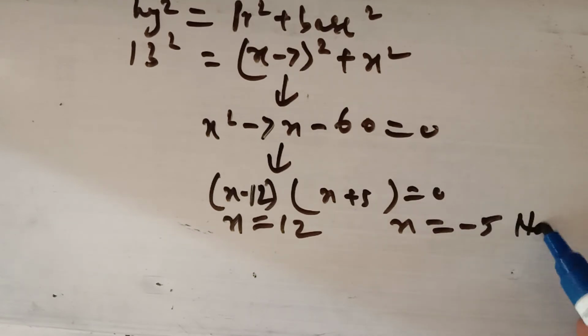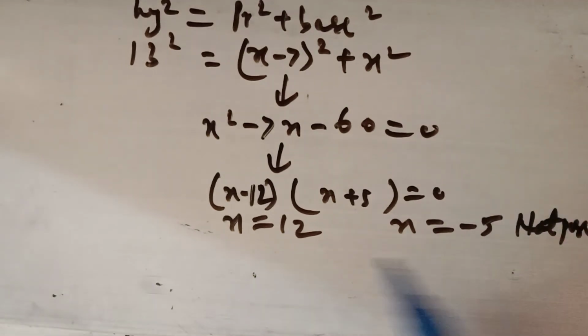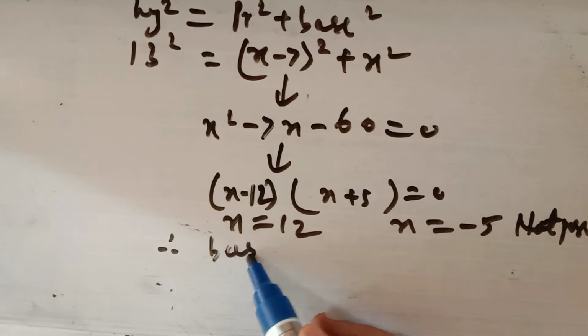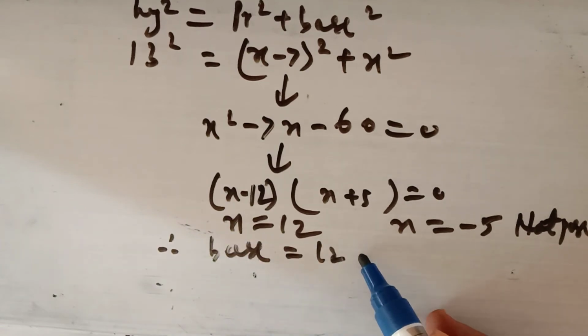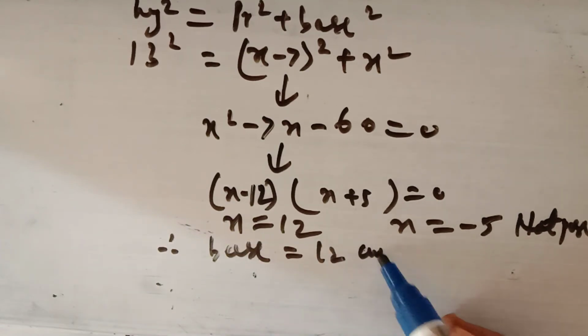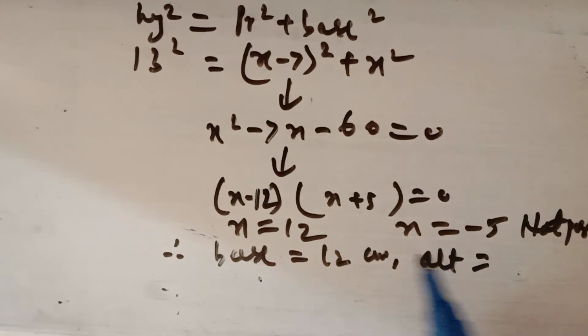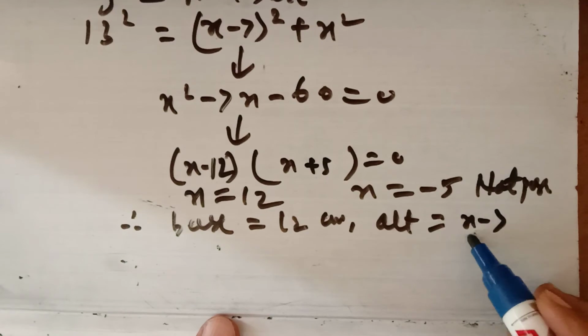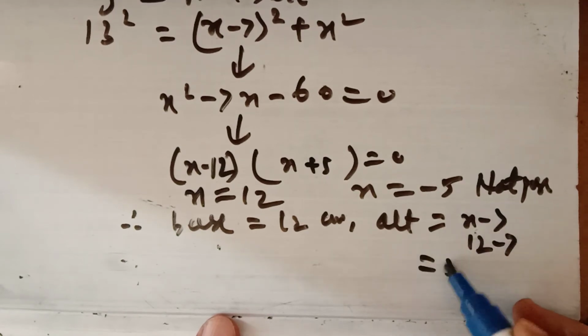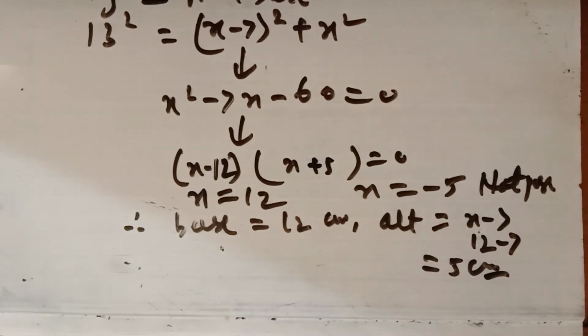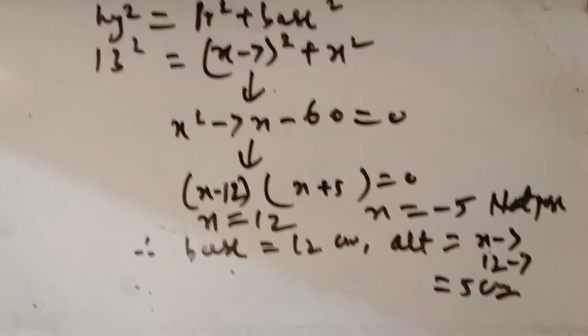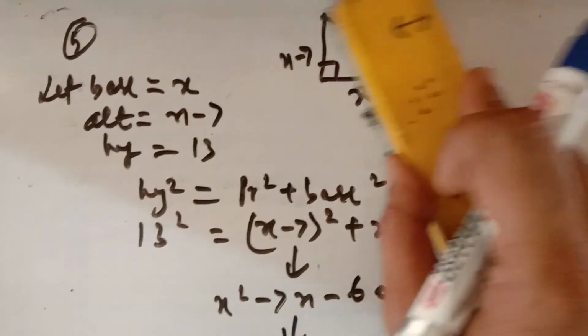This is not possible because the base cannot be negative. Therefore the base is 12 centimeter, and how much is the altitude? Altitude is given as x minus 7, that is 12 minus 7, that is 5 centimeter. This is the altitude of this triangle. This is question number 5 of your NCERT book of the second exercise.